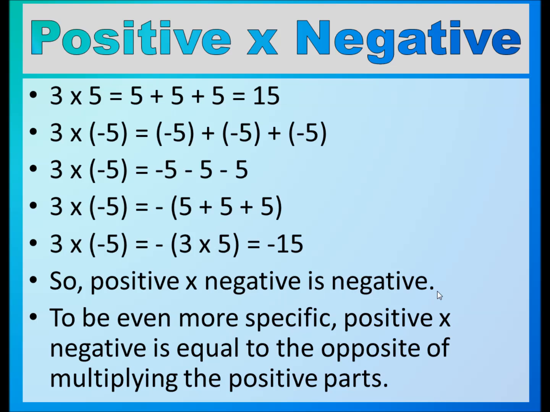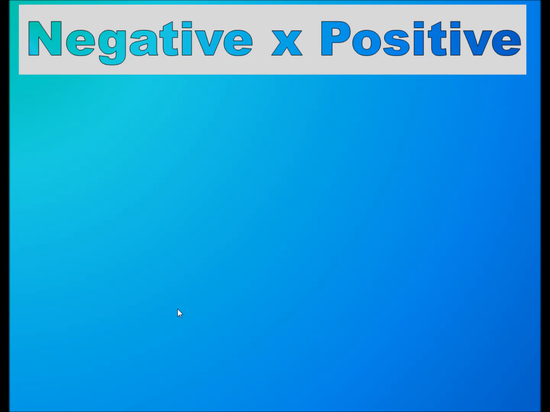To be even more specific, positive times negative is equal to the opposite of multiplying their positive parts. So if I have 3 times negative 5, that is equal to the opposite of 3 times 5, their positive parts. So now let's talk about when you have negative times positive.